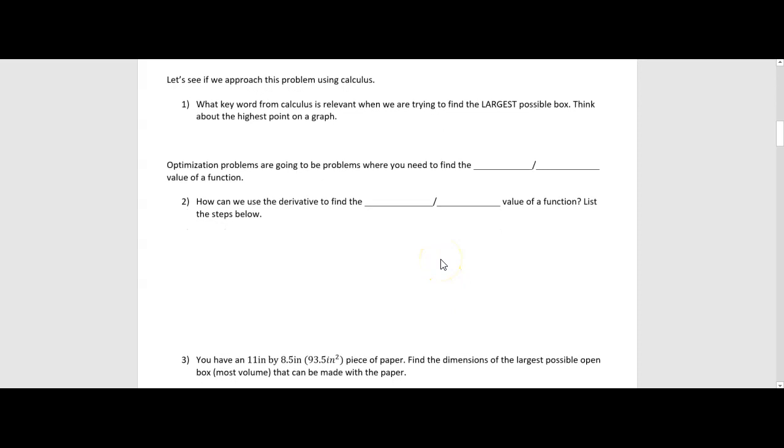And we can think of what keyword from calculus is relevant when we are trying to find the largest possible something, or in this case, the largest possible box. You could also think about what the highest point on a graph would be called. And this would be called a maximum. So we're trying to find the maximum volume that we could create with a box. And optimization problems are problems where you need to find the max or the minimum value of a function.